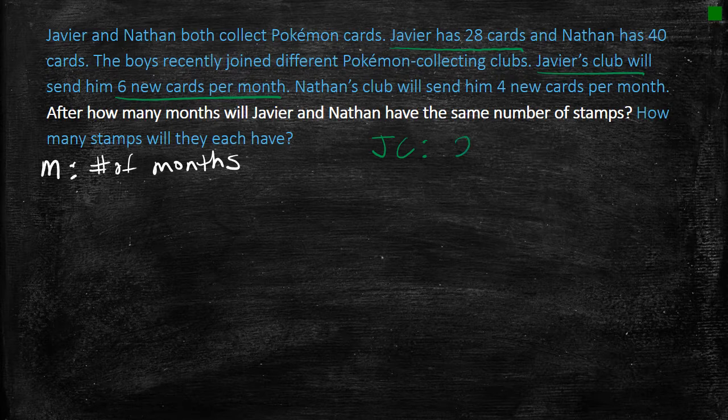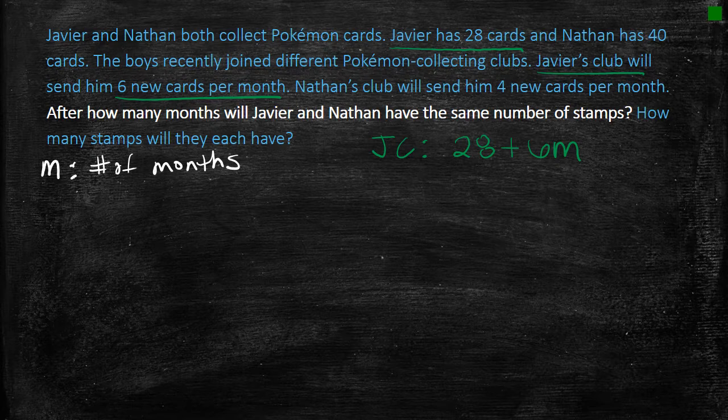So I know my expression has to have a 28 and a 6, and I know that they're going to be added together because he starts with 28 cards and he's going to add 6 new cards per month. But since I don't know how many months, I can use M to represent the months. I also know that he's getting 6 cards per month. That means he's getting plus 6 in one month, another plus 6 in another month, and another plus 6. And we know the fastest way of doing that is to multiply. So my variable must go next to the 6. And that's how we figure out Javier's expression.